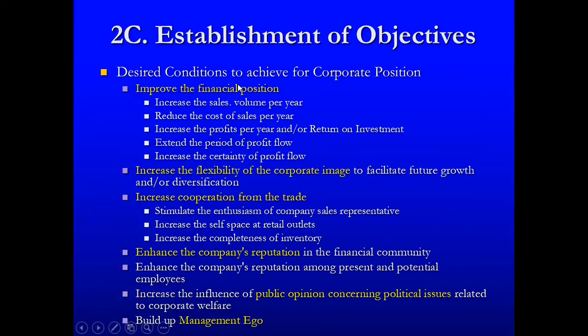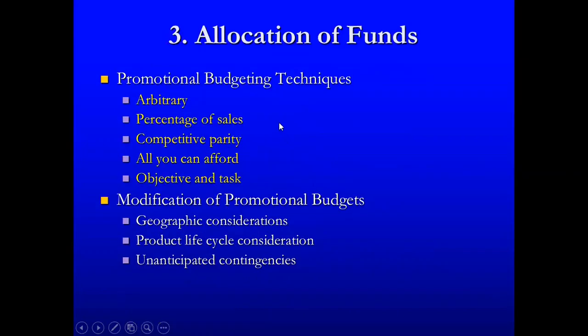Then the third is desired conditions to achieve for corporate position: improve the financial position of the firm, increase the flexibility of corporate image to facilitate future growth and/or diversification, increase cooperation from the trade, enhance the company's reputation in the financial community and among employees, increase the influence of public opinion concerning political issues related to corporate welfare, build up management ego. The third stage is allocation of funds, and this is a very important slide.